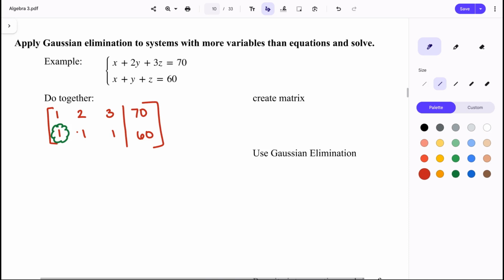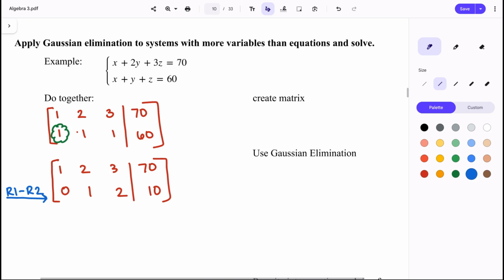So let's just do that. I'm just going to write right here, I'm doing row 1 minus row 2. Top row stays the way it is. What would my new bottom row say? 0, 1, 2, 10. Good. So now I'm going to go back to working with my equations.